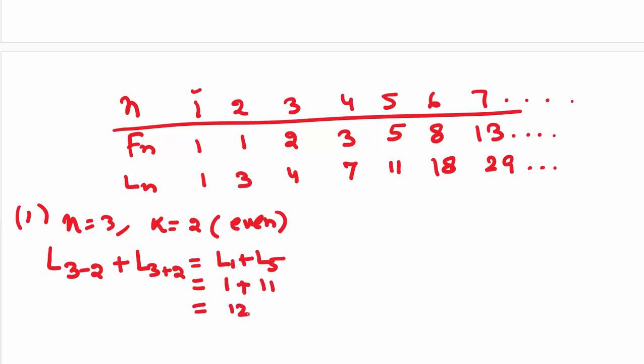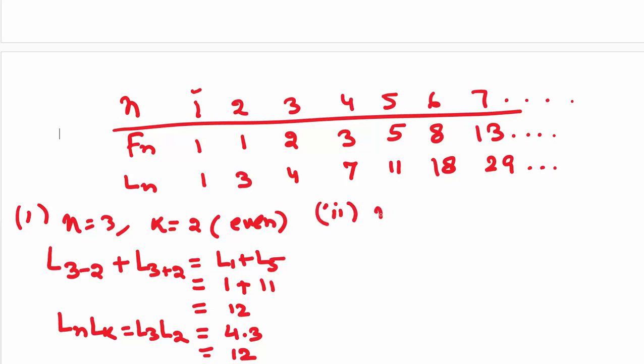So we get 12. Now, if you look at the right hand side, Ln times Lk. So that would be L3 times L2. L3 is nothing but 4 and L2 is nothing but 3, which again gives us 12. So the left hand side is equal to the right hand side. Now let's try what happens when we take the k value to be odd.